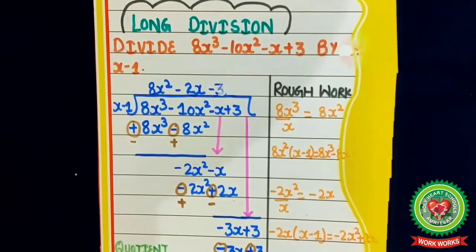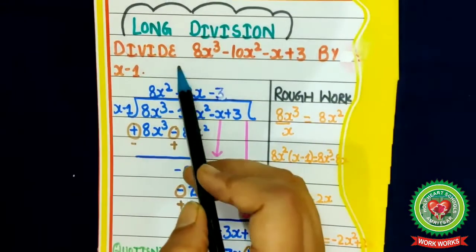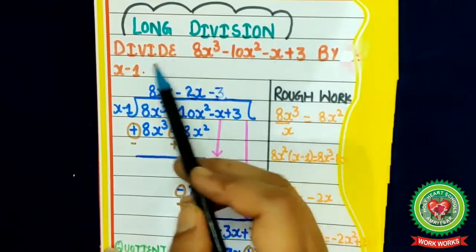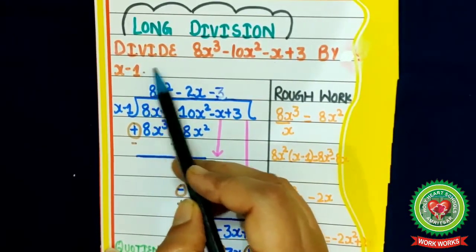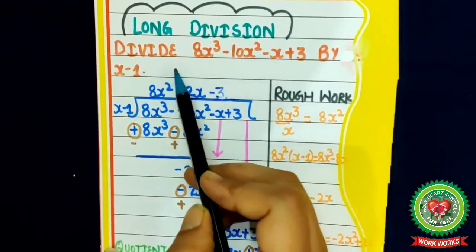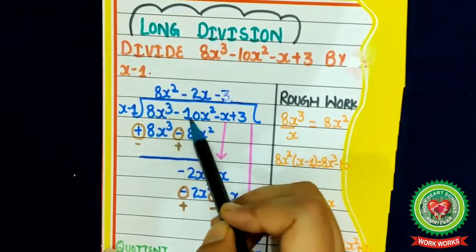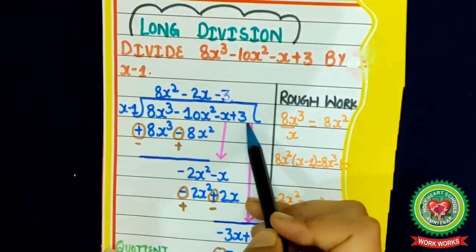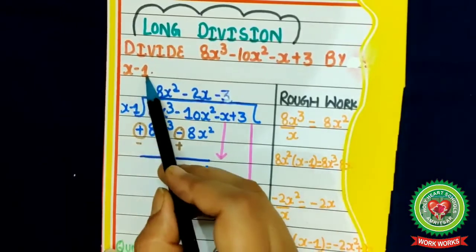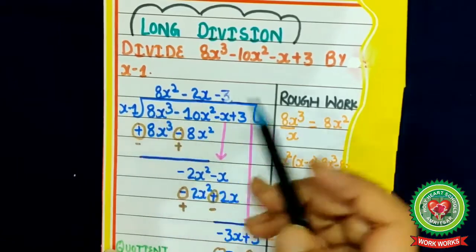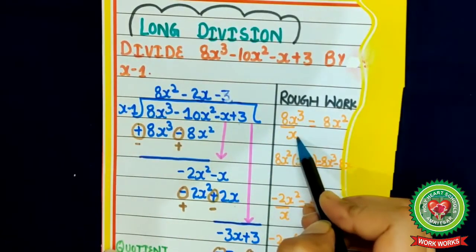Now before going to the sum of the next type, I want to discuss a sum related to algebraic long division. So the statement is: divide 8x cube minus 10x square minus x plus 3 by x minus 1. Students, we will do this division by using the long division method, which we have done in your previous class. We will write 8x cube minus 10x square minus x plus 3 inside and x minus 1 outside. You know the first step, these first terms will be divided by using the rule of division.